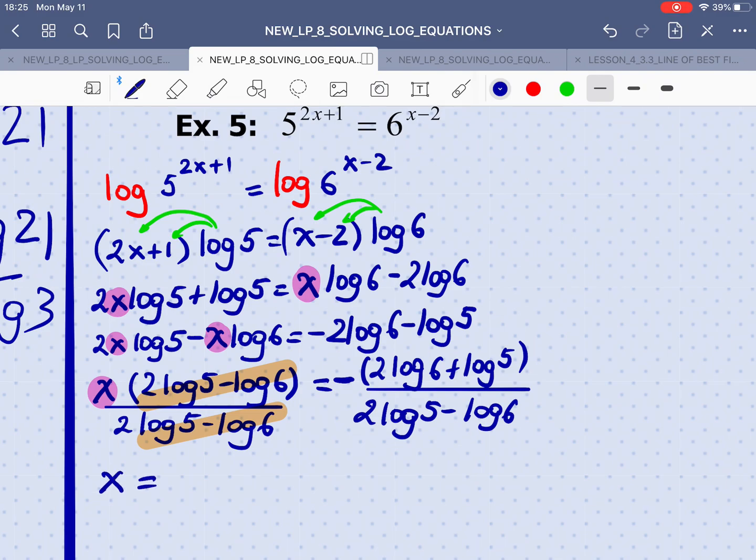And then we'll have x all by itself here, equal. And now we have to do a little bit of work on the right side of this equation. So the minus will stay here. The number 2, which is a coefficient, will become the power of 6. So that will change it to log of 6 squared, which is 36. And then plus log 5.